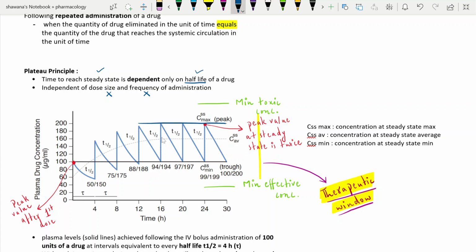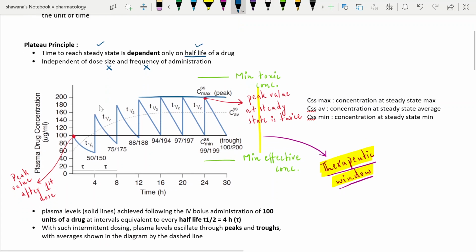If the drug has a half-life of 4 hours or 5 hours, or maybe some drugs have a half-life of 1 day, 2 days, it depends on the half-life of the drug, but it is independent of the dose size and frequency of administration. It means that the dosage amount, the milligrams, the size, does not matter, and the frequency of administration, how many times we are administering that drug, is also not a factor in the plateau principle.